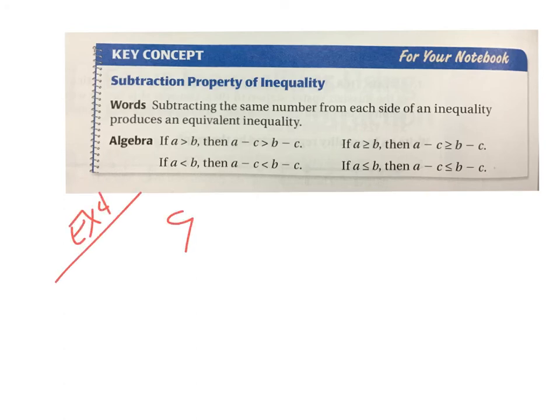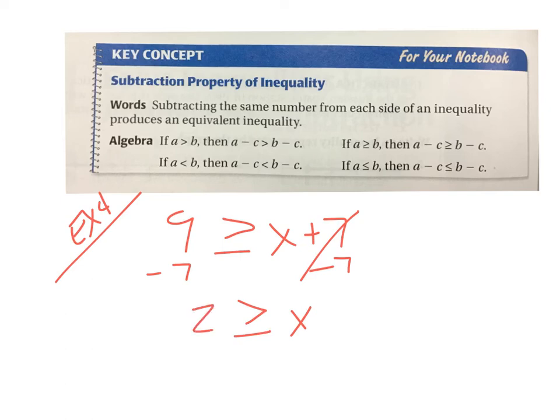We have 9 is greater than or equal to x plus 7. Now, does it matter which side the variable is on for your answer? No. So in here, I would just move the 7. How would I move the 7? Subtract 7, subtract 7. So I get x is less than or equal to 2. Now, if I wanted to flip this, could I? I could put the x over on this side and the 2 on this side.